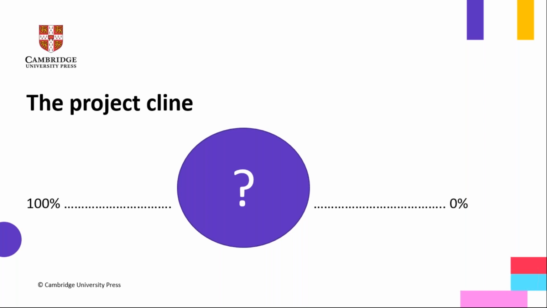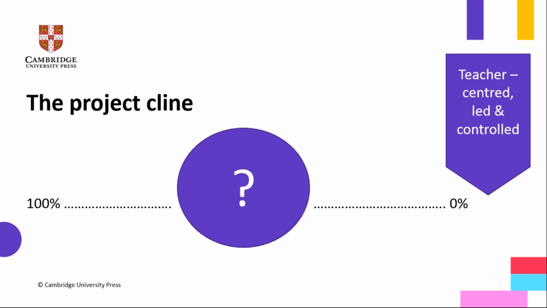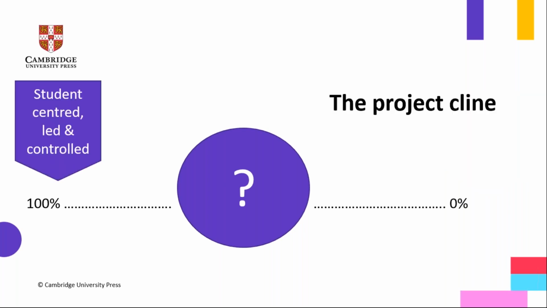Well, I don't think we should give them complete autonomy straight away. I think that things are always, life is all about it depends. So I call this the project cline. What we've got at the moment in many classrooms is a very teacher-led, teacher-focused approach. And we're saying we want to move away from this, to a more student-centered, led and controlled approach.